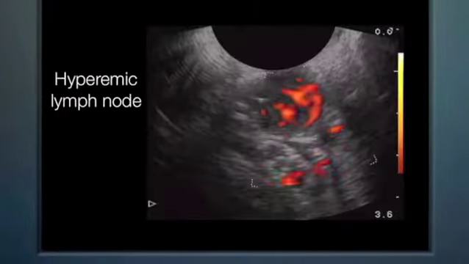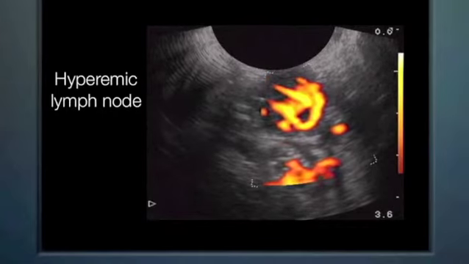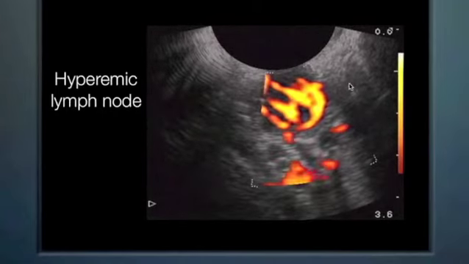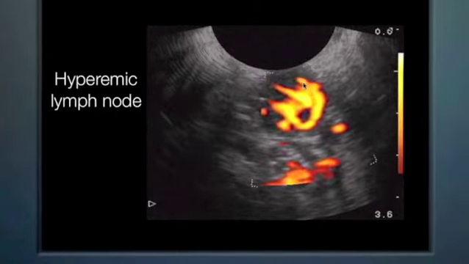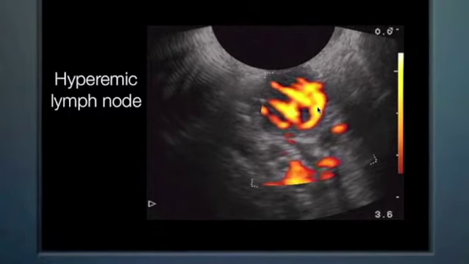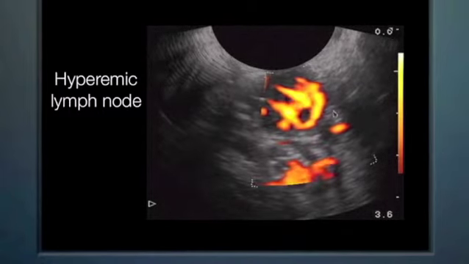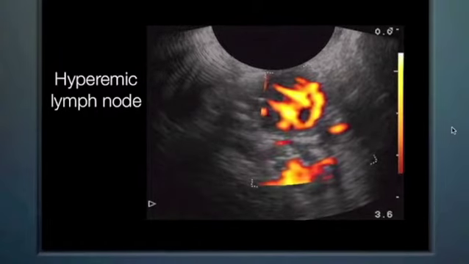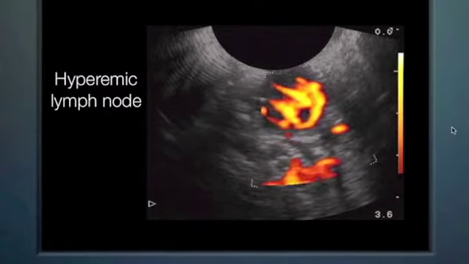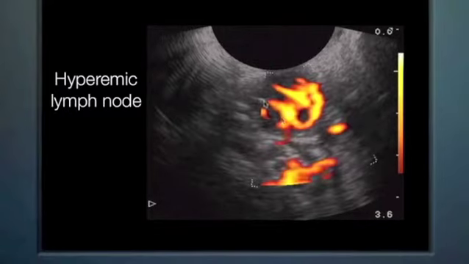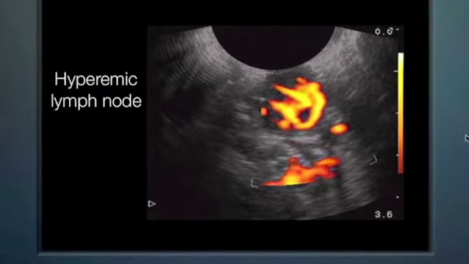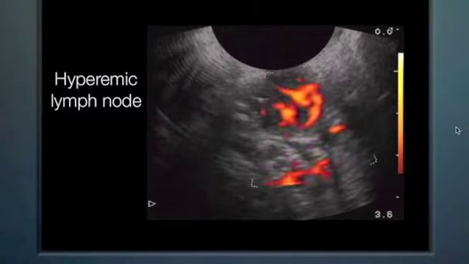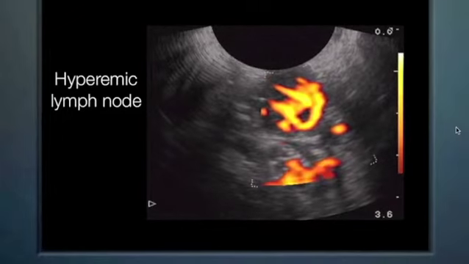And another way to confirm we're looking at a lymph node is that you can apply power flow Doppler to it, and it will light up on the screen quite prominently when they are inflamed. They become hyper-engorged, hypervascular. And if you're still thinking you might be looking at an abscess, certainly an abscess wouldn't have this amount of vascularity to it. And this is a nice way to differentiate between an abscess and a hyperemic lymph node.